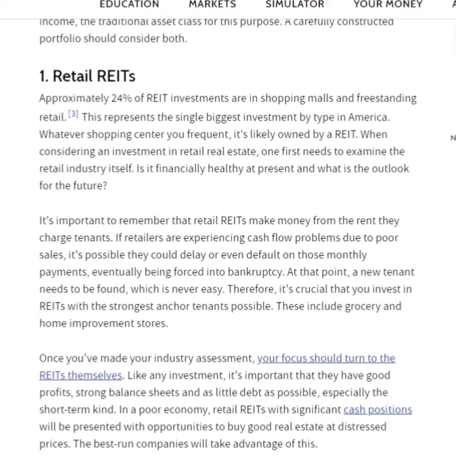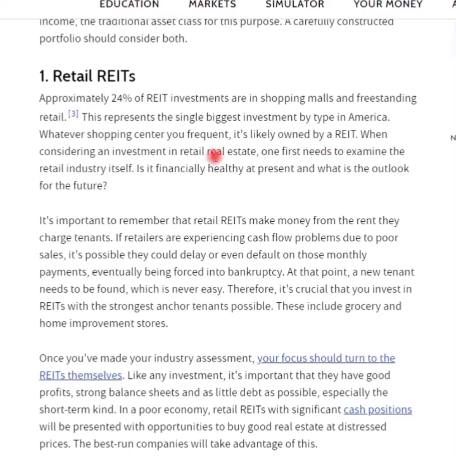So, first we have retail REITs. Approximately 24% of REIT investments are in shopping malls and freestanding retail. This represents the single biggest investment by type in America. Whatever shopping center you frequent, it's likely owned by a REIT.